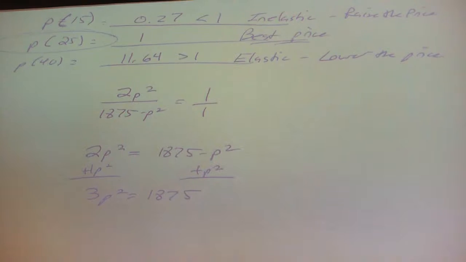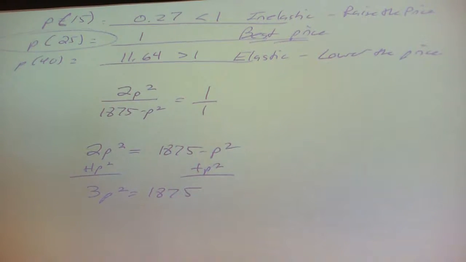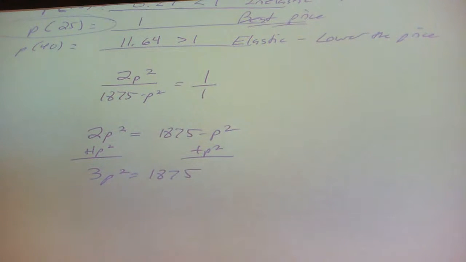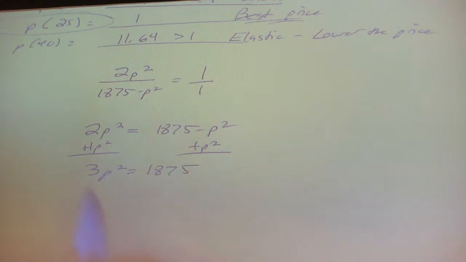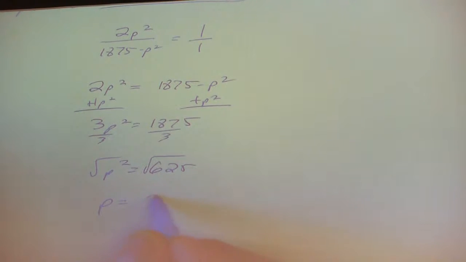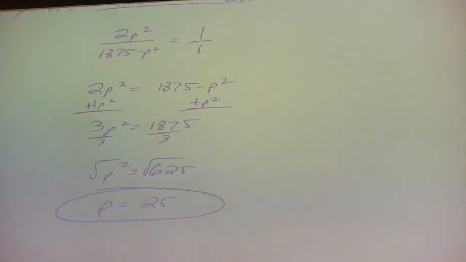Now again, I'm going to stop a second. If this is all like, I have no idea what's going on right now, it's algebra, algebra, algebra. You've got to spend time on that. We can't really stop and teach algebra again. You've got to know your algebra. What do I do next? Divide by 3, p squared equals 1875 divided by 3, which is 625. But do I want p squared or do I want p? P, so square root, square root. Technically, you get positive and negative, but the only answer that makes sense is 25. Positive 25. Are we okay?